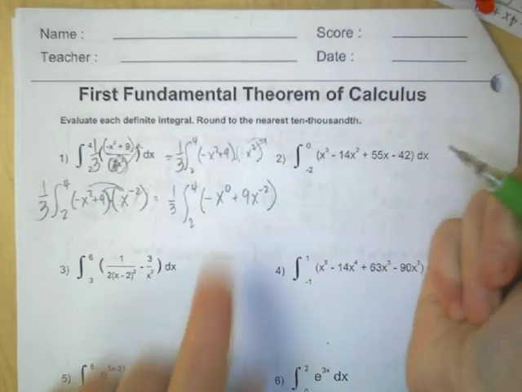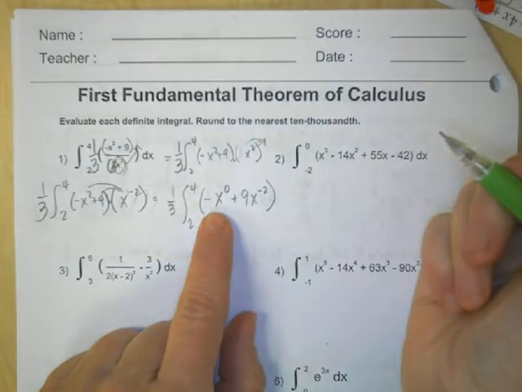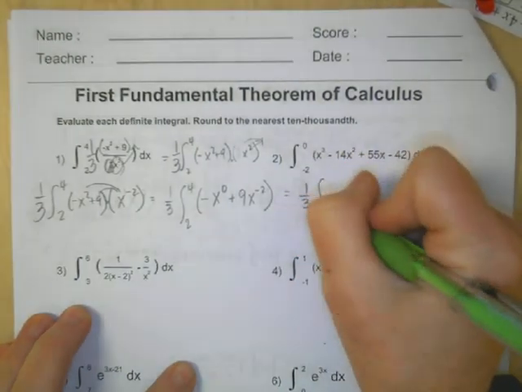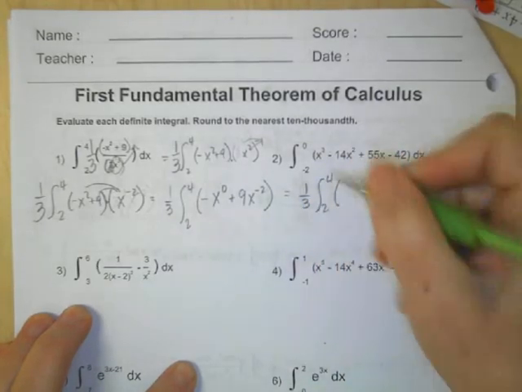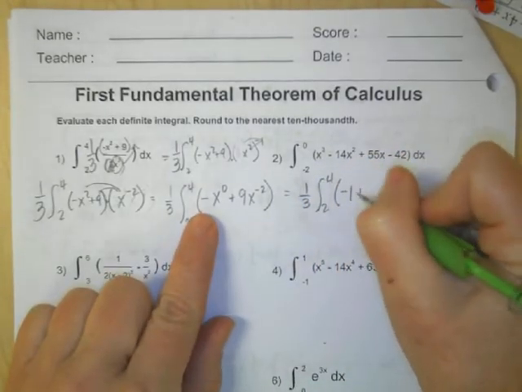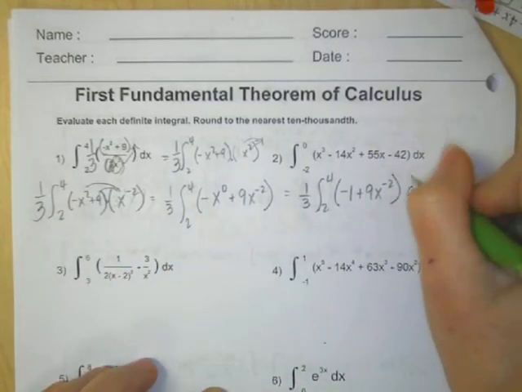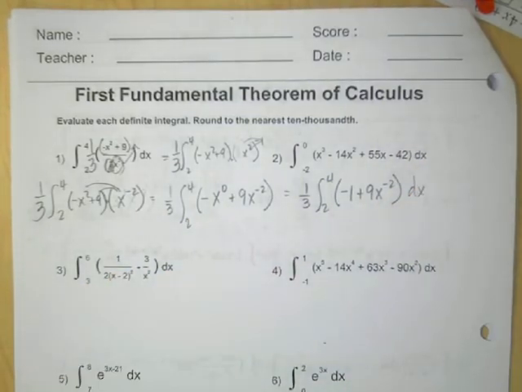And lo and behold, what is x to the 0? That's just 1. So I still have my 1/3, 2, 4, and this would end up being negative 1 plus 9 times x to the negative 2. And I forgot to write my dx before. Let's put it over there.